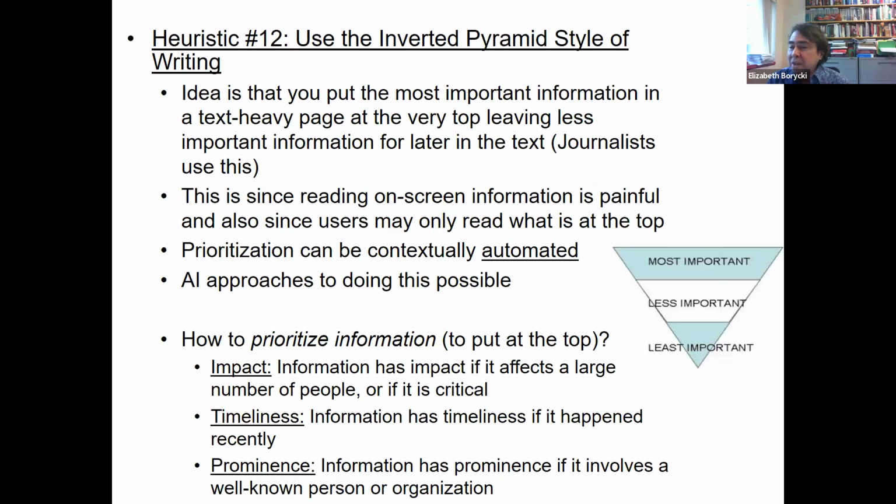And the last one that I added as well was the inverted pyramid style of writing. Important information obviously should be at the top of the screen, and nowhere is this more important than with healthcare IT applications. Prioritization is also something that could be automated, depending on the impact of the information, timeliness, and prominence.